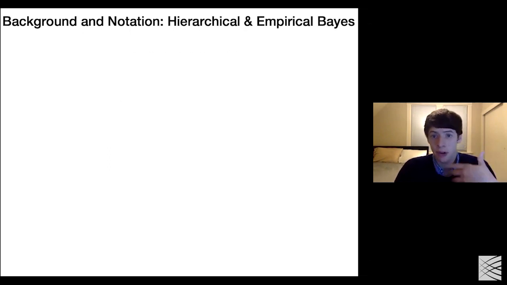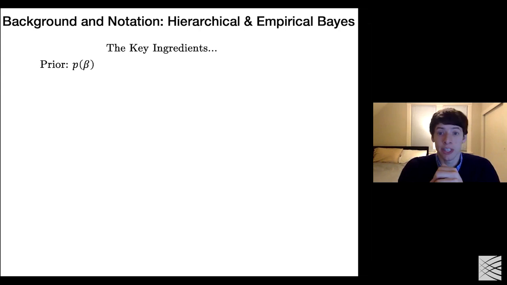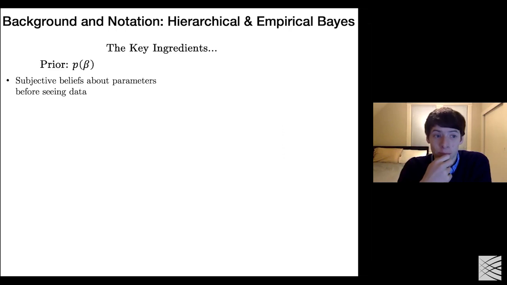Okay, so in hierarchical Bayesian modeling, we have a few key ingredients that I'll quickly go over. It's, again, building up notation here. First is the prior distribution. This is P of beta. The idea here is that this is going to capture our subjective prior beliefs about the parameters before we see the data.